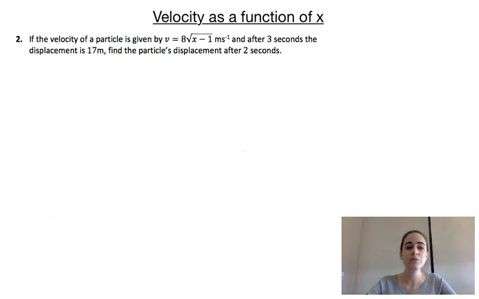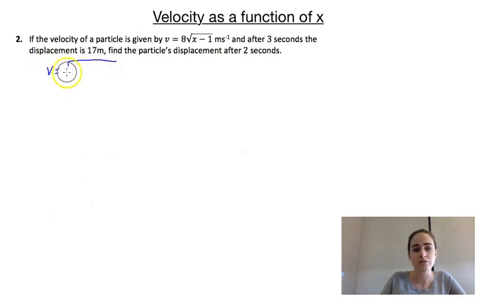For our second example, we're told that the velocity of a particle is given by the equation v equals 8 root x minus 1 meters per second. And we're told that after 3 seconds, the displacement is 17 meters. Then we're asked to find the particle's displacement after 2 seconds. So we're going to start. We know that v equals 8 times the square root of x minus 1.